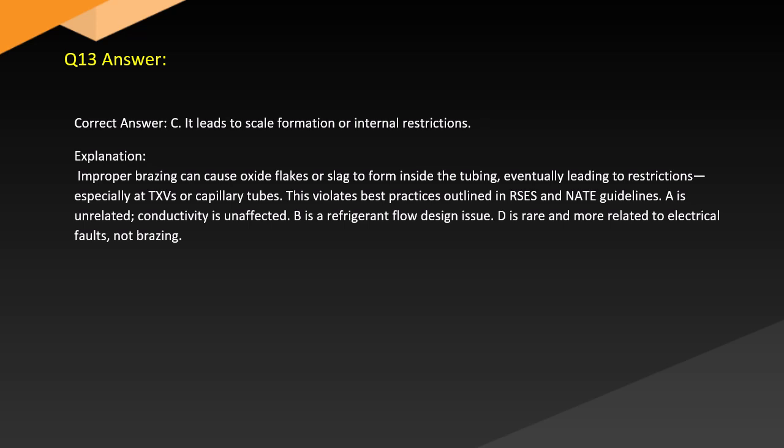Answer. Correct answer: C. It leads to scale formation or internal restrictions. Explanation: Improper brazing can cause oxide flakes or slag to form inside the tubing, eventually leading to restrictions, especially at ESVs or capillary tubes. This violates best practices outlined in EPA and NATE guidelines. A is unrelated if conductivity is unaffected. B is a refrigerant flow design issue. D is rare and more related to electrical fault, not brazing.